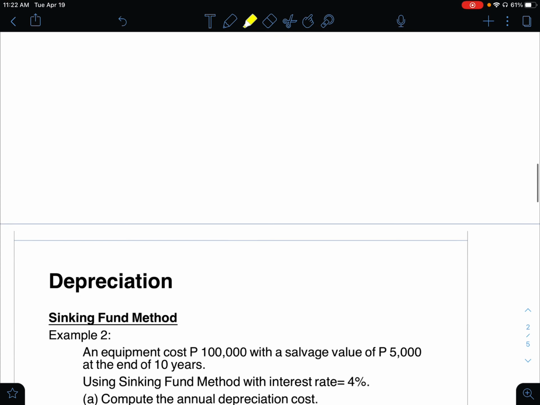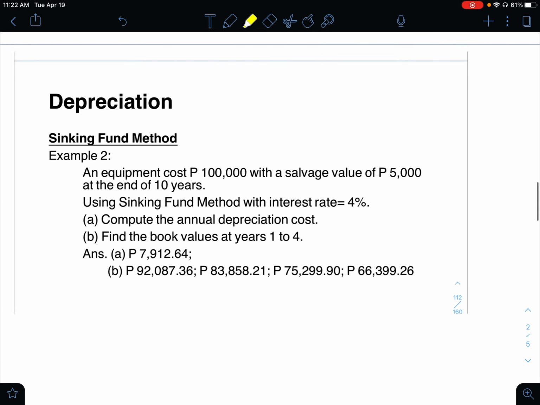Okay? For example number 2, all right. So example number 2, we are going to analyze an equipment, another equipment na 100,000 pesos. So muna siya ang first cost by 100,000 pesos. So na po siya salvage value na 5,000 pesos. No, at the end of 10 years. So ang L nato diha is 10 years.